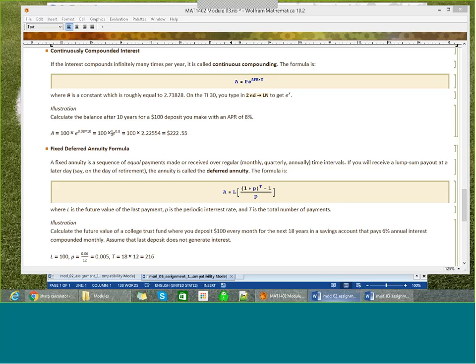Do the e raised to the 0.8 part first to get 2.22554, whatever it is on your calculator, and then multiply by 100, whatever the principal is. So you kind of go in reverse. Do e to the 0.8 first, and then multiply by 100. See if you can get $225.55.